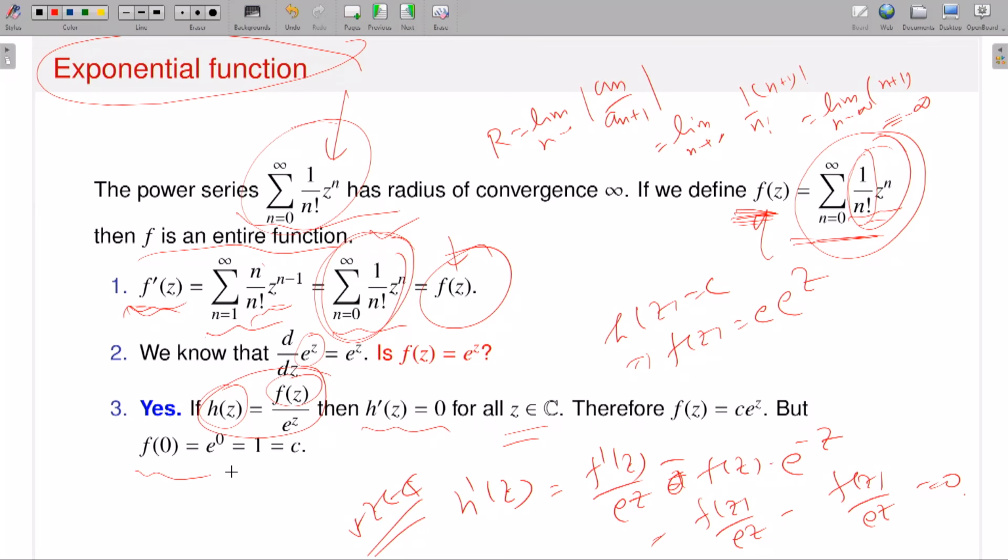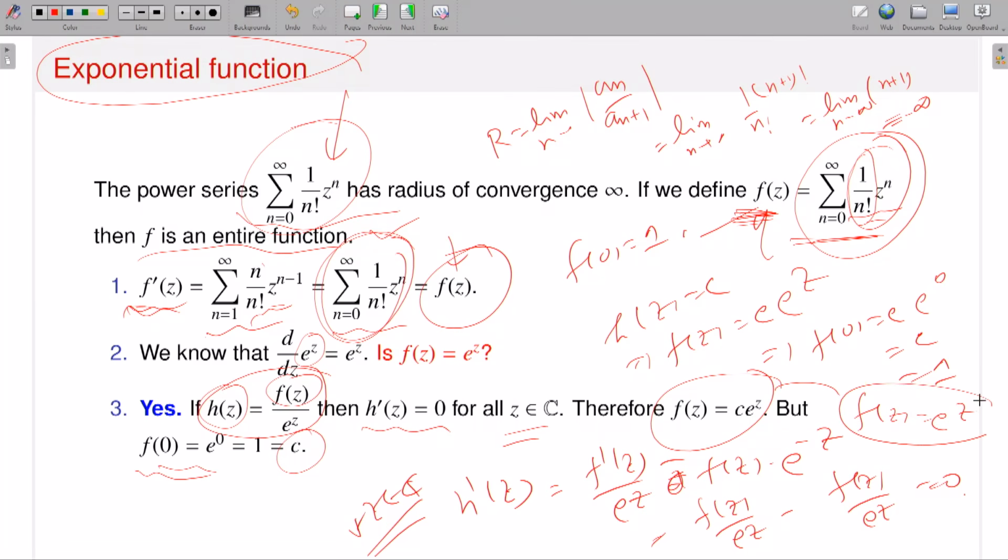But what is the value of f of 0? f of 0 is e to the power 0, which is exactly equal to 1. So in that case c is exactly equal to 1. You can say that f of 0, which is c e to the power 0, is exactly equal to 1. So c is equal to f of 0. But what is f of 0? f of 0 is exactly equal to 1. So c is equal to 1. So what function am I getting? f of z is equal to e to the power z.